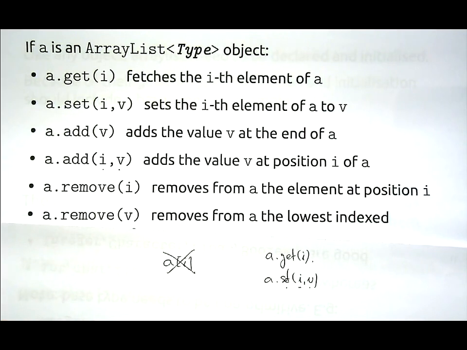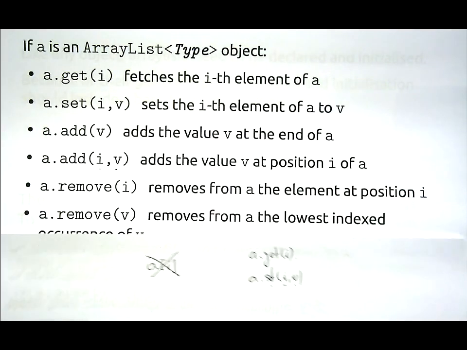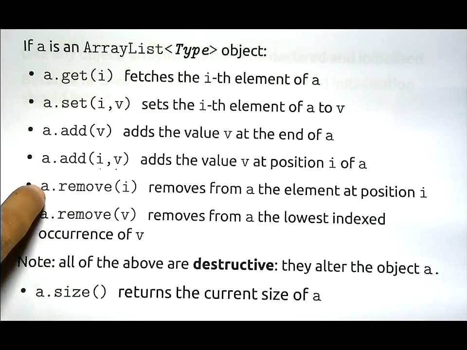If you remember with arrays, defining these things was non-trivial. We had to write methods. Well, here the methods are given for array lists. And all of these methods are destructive. So when you call this, A is changed, for example by removing the ith element. If you want to get the size of the array list, on the other hand, you just call the size method on A.